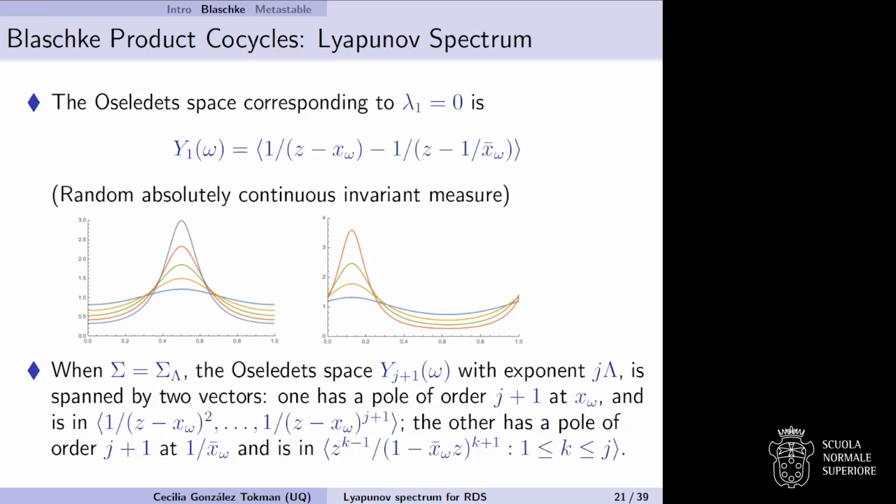so one of the generators has a pole of order J plus 1 at x omega, and the other one has a pole of order J plus 1 on x omega bar. So this gives quite a bit of information about this spectrum, and we can use all of this to construct some examples and understand some of the stability questions.